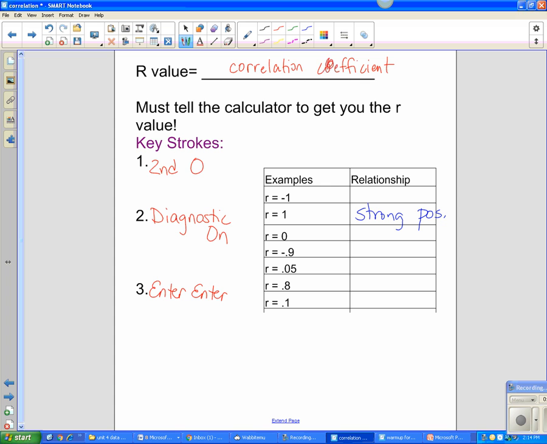The most it can be is $1. Okay. The lowest it can be is negative $1. That's the lowest it can be. So negative $1 is also strong. And is it positive or negative? That one's negative. Okay. So strong negative. So $1 is the biggest it can be. All right, 0 means there's no correlation at all. 0 means there's no correlation.